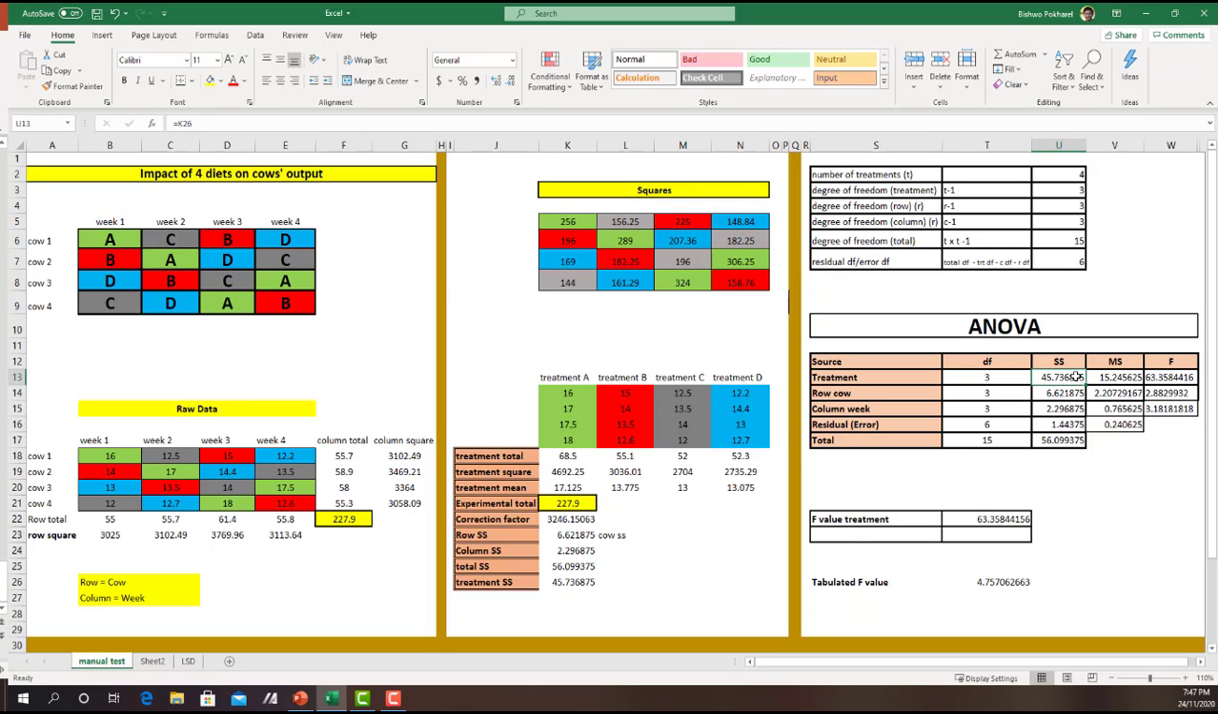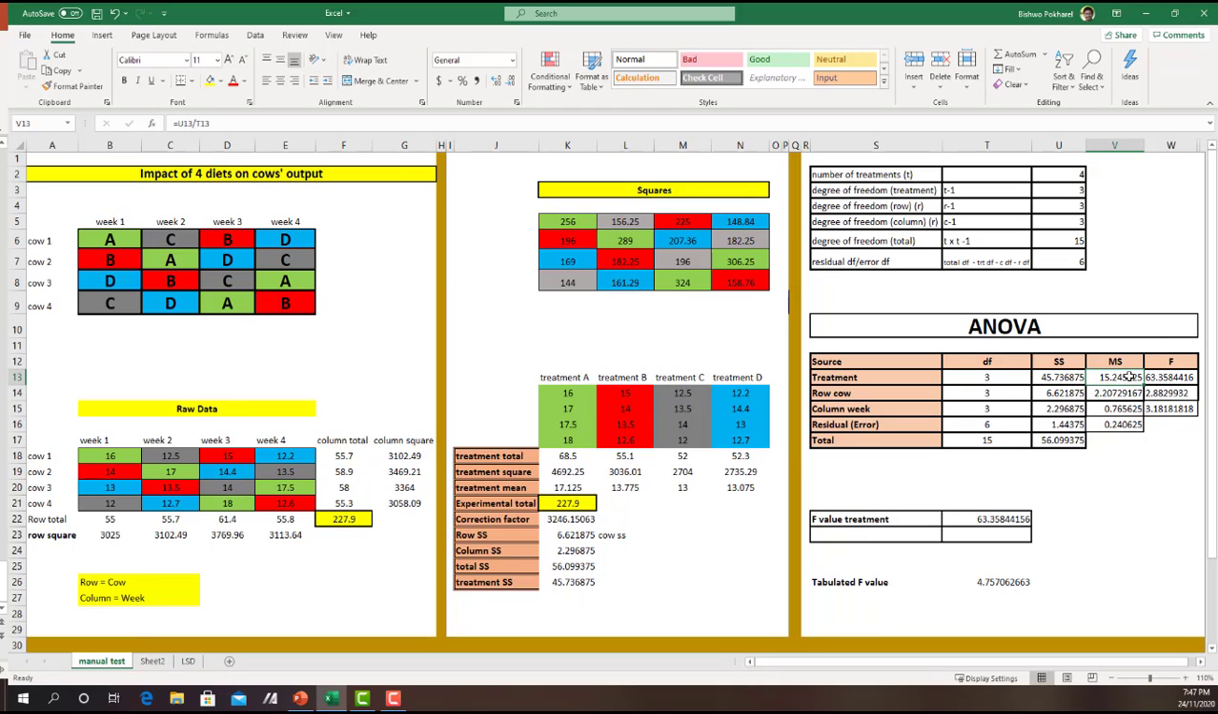And that's a treatment sum of square, which is basically that value which I showed you how to calculate, and that's row sum of square, which is that value, and that's column sum of square, which is that value, and then that's total sum of square, which is that value, and error sum of square is basically this minus this minus this minus this.